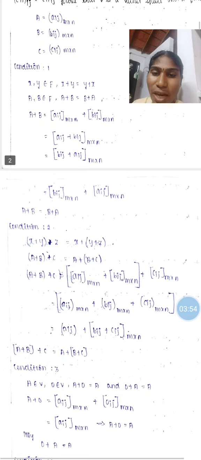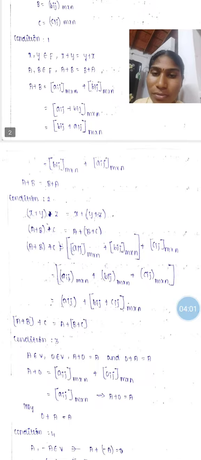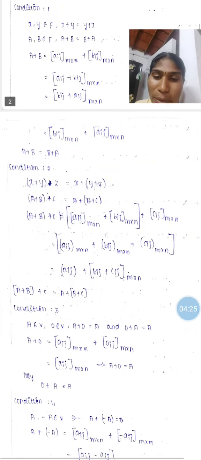And for the next condition we have to prove x plus y plus z is equal to x plus y plus z. So we have to prove A plus B plus C, where A is aij of m cross n, B is bij and C is defined by cij. So aij plus bij plus cij. Taking aij outside, we get aij plus bij plus cij. So it's defined by capital A plus B plus C.